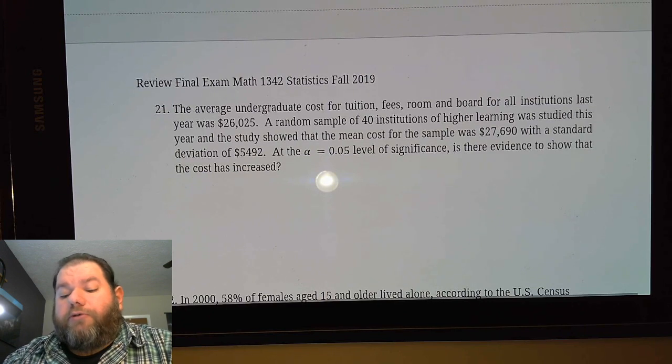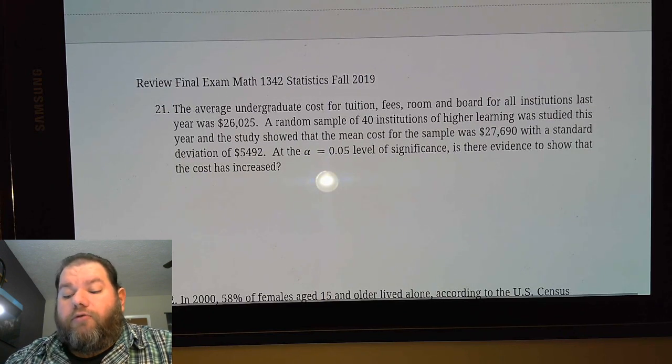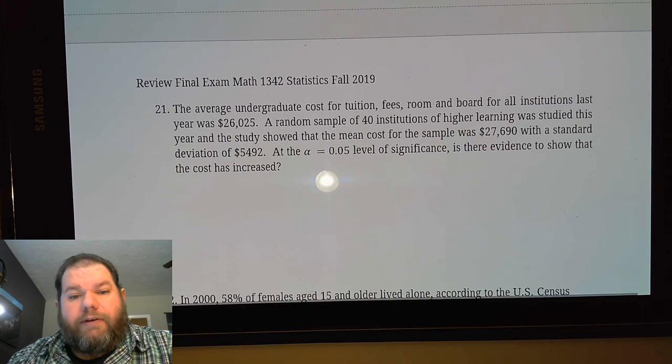The average undergraduate cost for tuition, fees, room, and board for all institutions last year was $26,025. A random sample of 40 institutions of higher learning were studied this year and showed that the mean cost for the sample was $27,690 with a standard deviation of 5492. At the alpha equals 0.05 level of significance, is there evidence to show that this cost has increased?